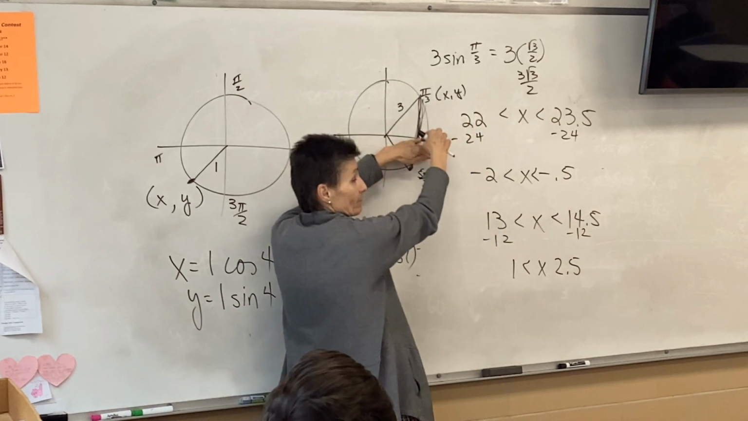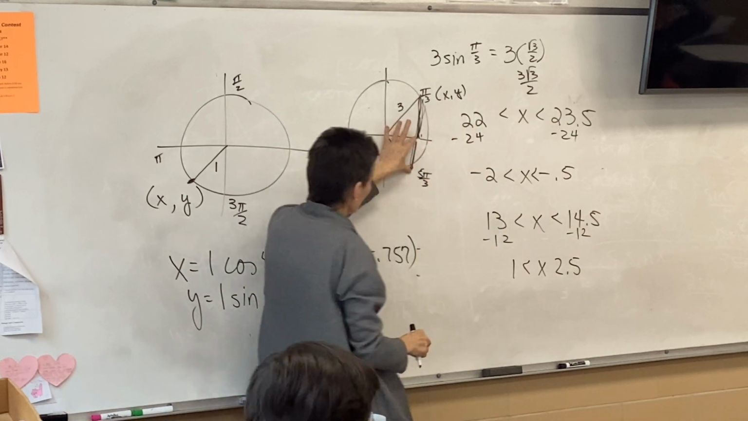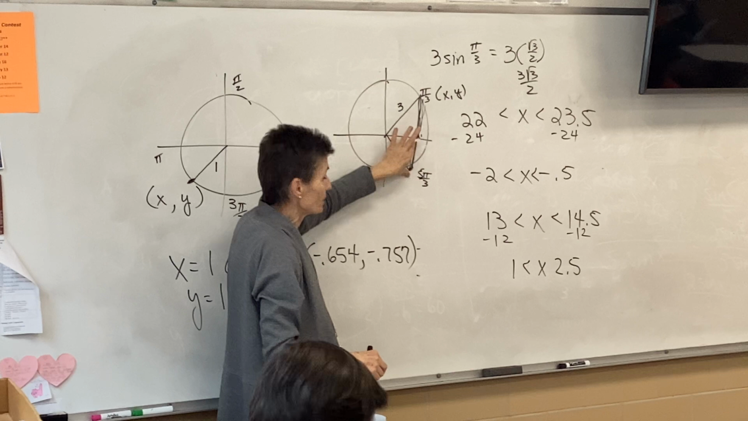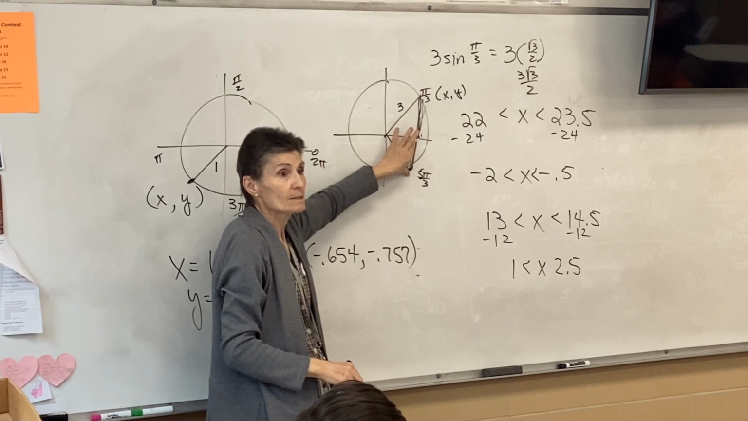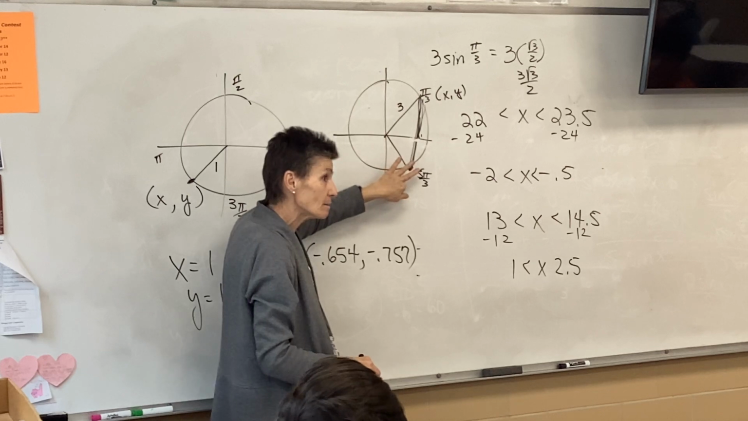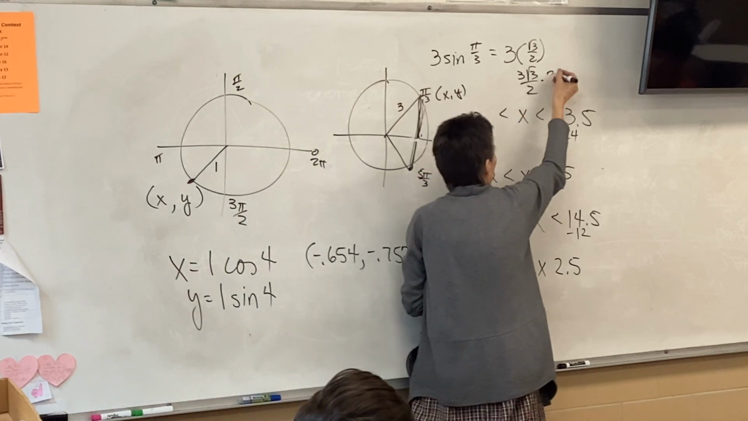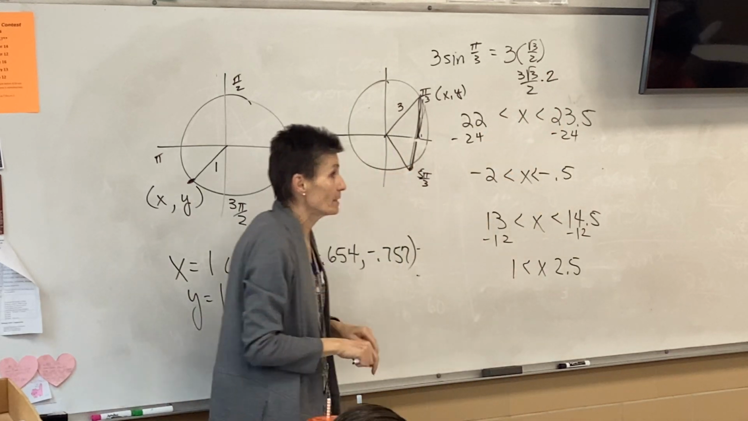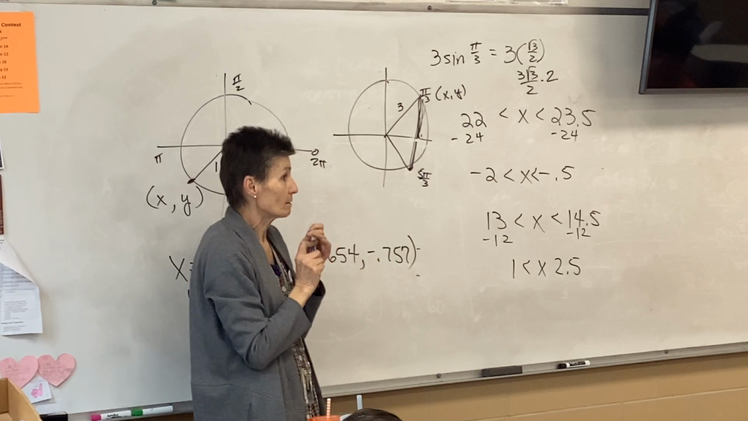That's this height. Now guys, what's this one? That's 5 pi over 3. What's this height going to be? Same thing. So I want the total height, so I'm just going to double that. And the answer is 3 root 3.